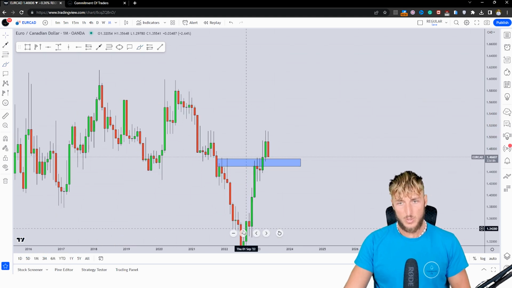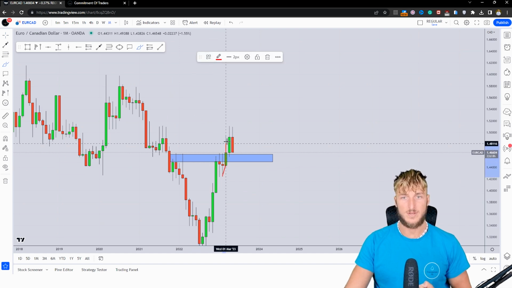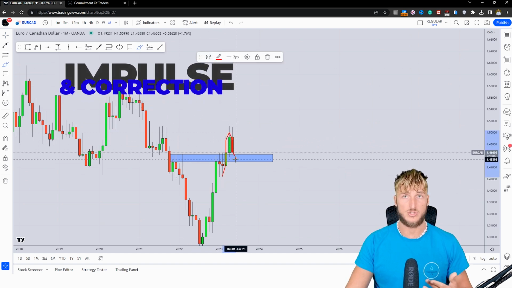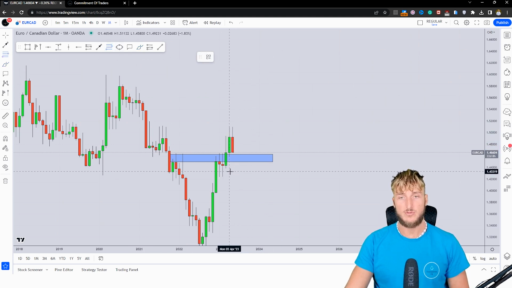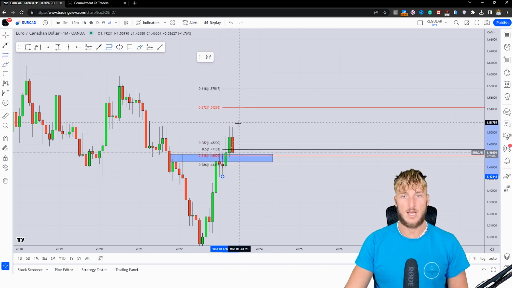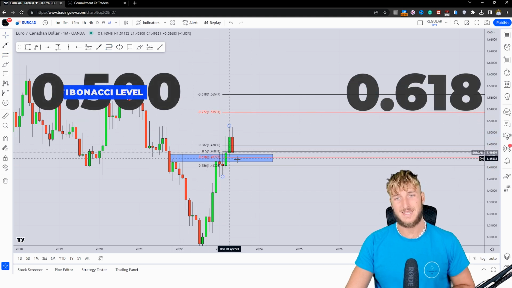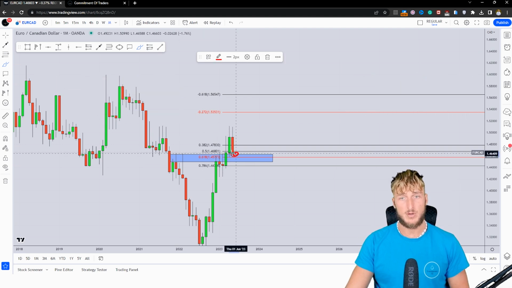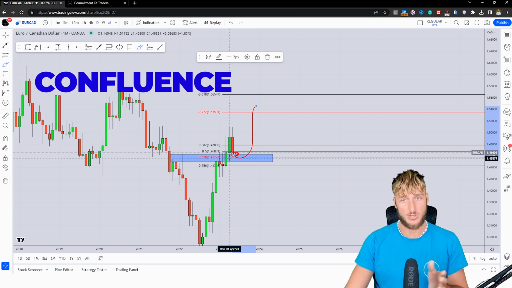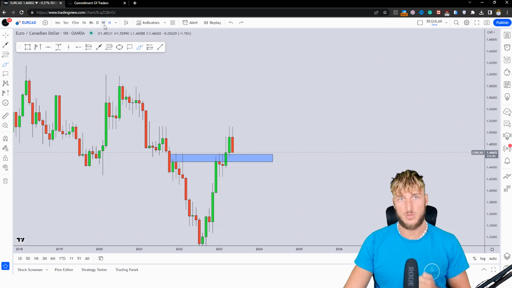Zooming in, we can also notice how from a pattern perspective, we had the creation of an impulse followed by a correction. In general, after an impulse, if you want to measure the correction, you have to take your Fibonacci from the low to the high of the impulse leg. And if we do that, we can see how we have a 50% and 0.618 Fibonacci retracements lining up perfectly with this previous resistance turned support, creating confluence of support at this level that we could expect the market to potentially reject to the upside.